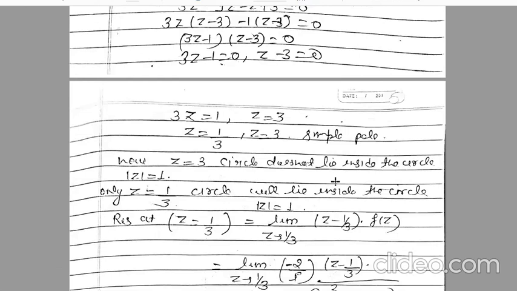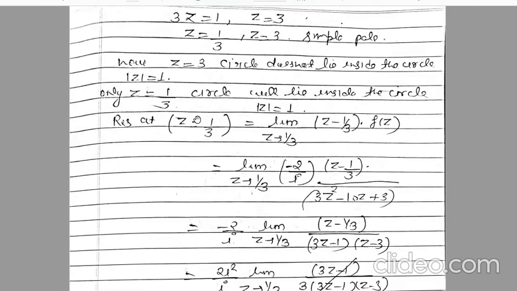Now, which one lies inside the circle? So z is equal to 3 is greater than the radius 1. So z is equal to 3 does not lie inside the circle, but only z is equal to 1 by 3 will lie inside the circle, because 1 by 3 is less than 1. So we will find residue only at z is equal to 1 by 3.